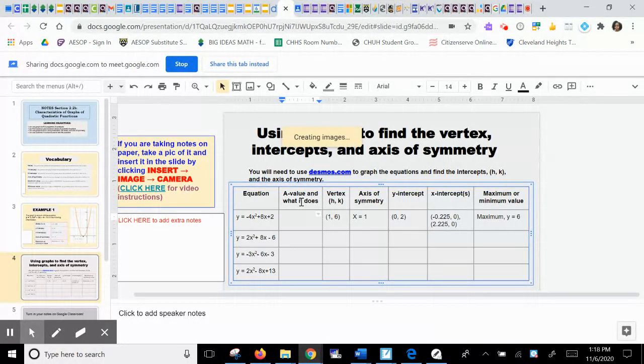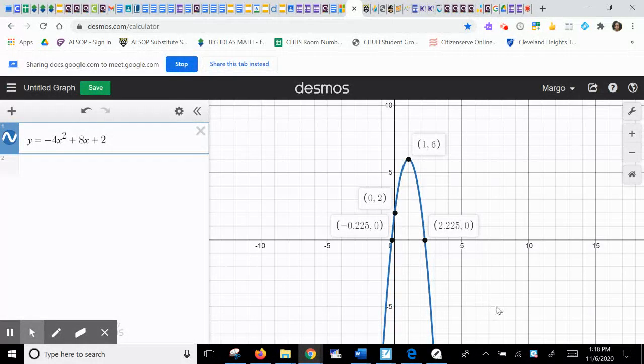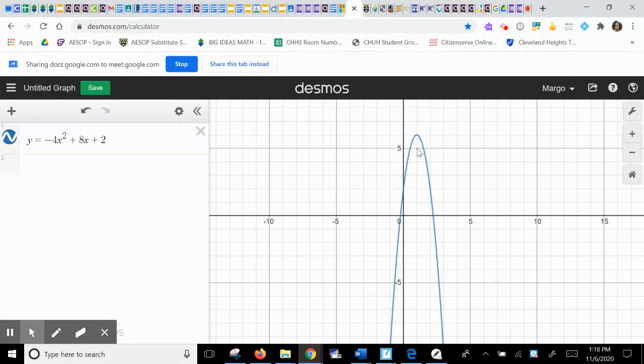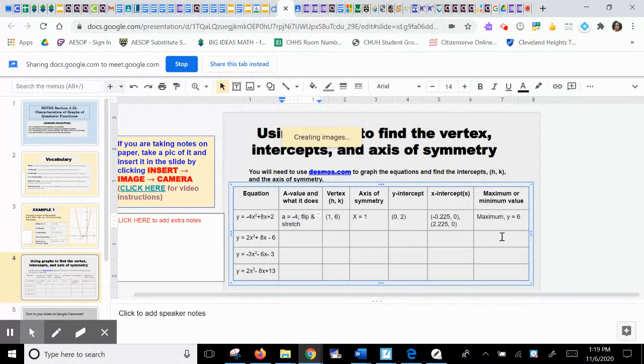Right here it says, what is the a value of our function? Remember, a is always in front of x squared. So our a value is -4, okay? And since our a is negative, that means our graph is upside down, so it flipped, and it also stretched. So it's a flip and a stretch because the 4 is higher than 1. But if you can't remember that, look right here in Desmos. Clearly you see that the curve flipped, and it does look narrower than the parent graph. So narrower is a stretch. Okay? So that's what we have.